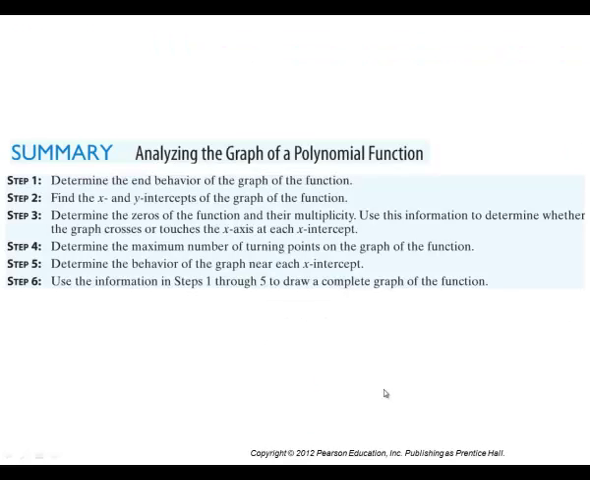Okay, determine the end behavior. First you want to determine the end behavior by looking at the multiplicities. Find the x and y-intercepts; again, you'll have to find them algebraically. Determine the zeros of the function. Where do they intercept the x-axis? By looking at the factors. Determine the maximum number of turning points: take the highest exponent and subtract 1 from it. That's the maximum number of turning points. Determine the behavior of the graph at the x-intercepts by looking at the multiplicity of each factor. Okay, and then draw your function.